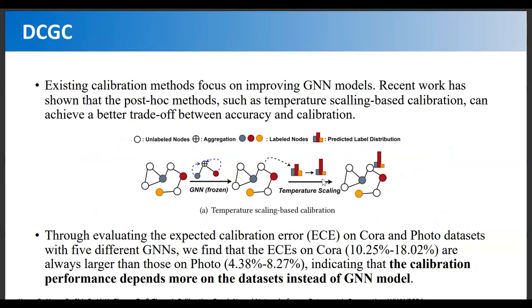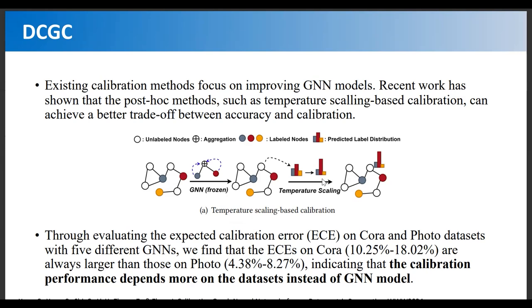Okay, the last work, also published in the WWW conference this year, is DCGC. In this work, we aim at the calibration problem. The calibration problem is also a trustworthy issue about graph neural networks, which means that the class probability predicted by the GNN does not match the actual accuracy of its performance. So it means that its prediction cannot well reflect its confidence. So calibration is to align its confidence to its real accuracy.